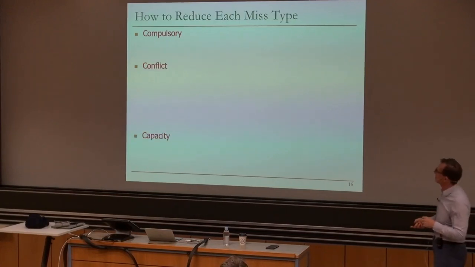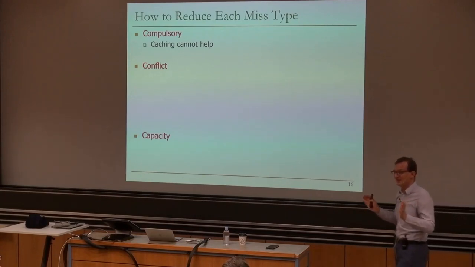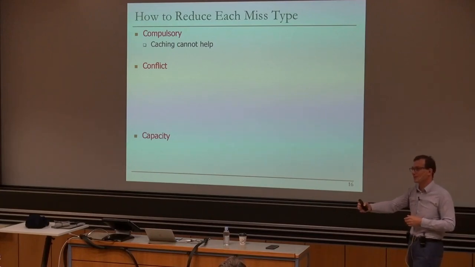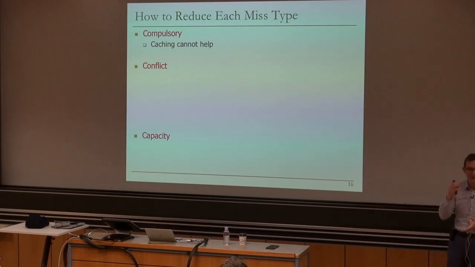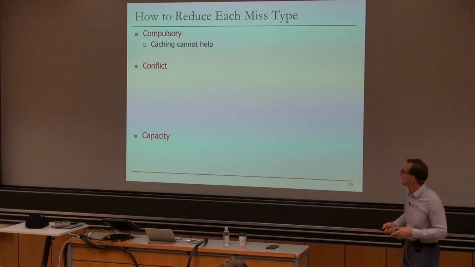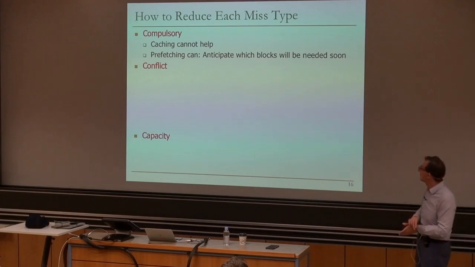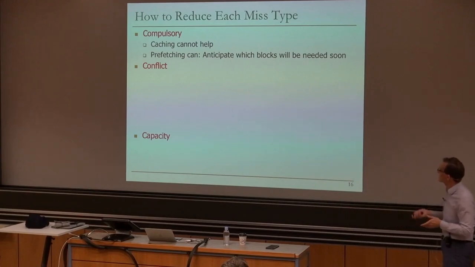So why is this important to distinguish? Because there are different ways of handling each miss type. Compulsory misses, for example, caching cannot help with these, right? Pure caching says that after you access a block or an element, you put it into the cache. By definition, compulsory means this is the first access. So you cannot eliminate these with caching, but you can anticipate what block you're going to need in the future and bring that block into the cache before you even access it the first time, right? So that's the idea of prefetching.